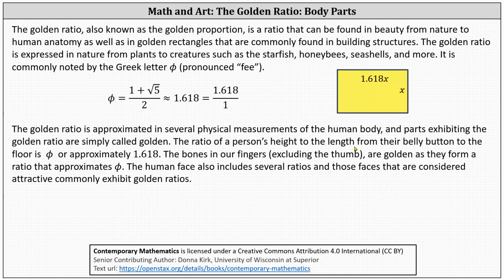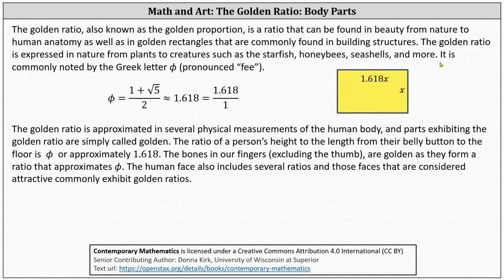Welcome to a lesson on the golden ratio and how it relates to body parts. The golden ratio, also known as a golden proportion, is a ratio that can be found in beauty from nature to human anatomy, as well as in golden rectangles that are commonly found in building structures. The golden ratio is expressed in nature from plants to creatures, such as starfish, honeybees, seashells, and more.